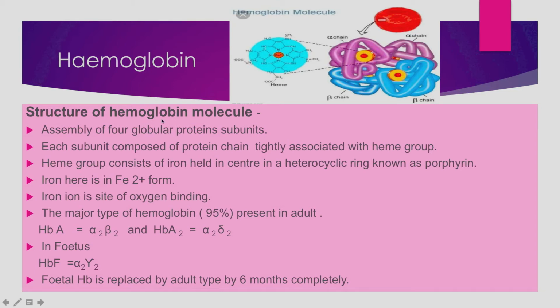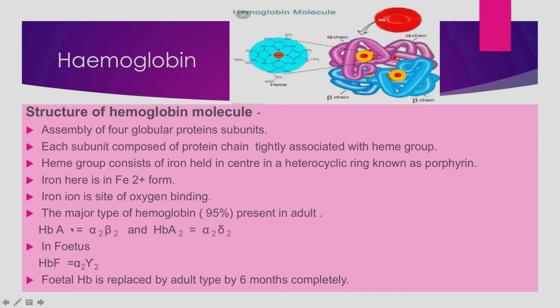Iron is in the Fe2+ ferrous form, and iron binds the oxygen molecule. Iron carries the oxygen molecules. The major types of hemoglobin in an adult are HbA and HbA2. HbA is in the greater quantity and HbA2 is in the lesser quantity. HbA is formed by 2 alpha chains and 2 beta chains, whereas HbA2 is formed by 2 alpha chains and 2 delta chains.